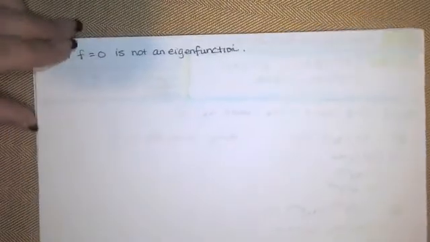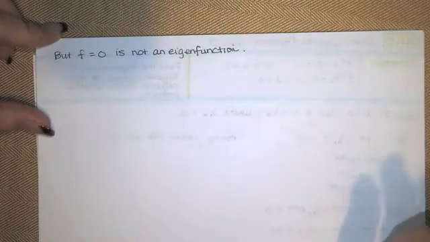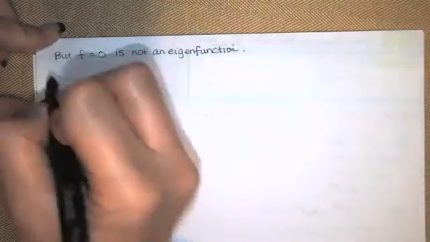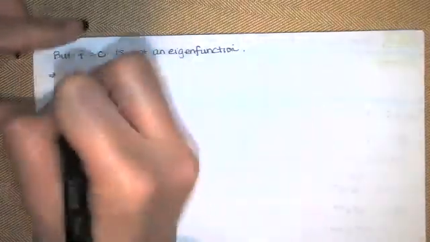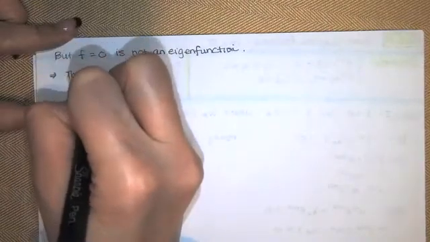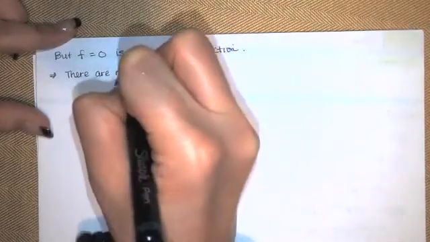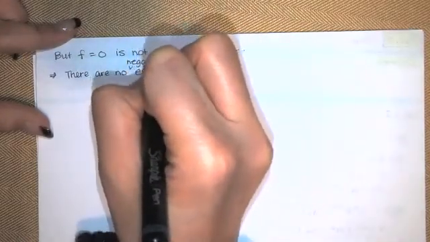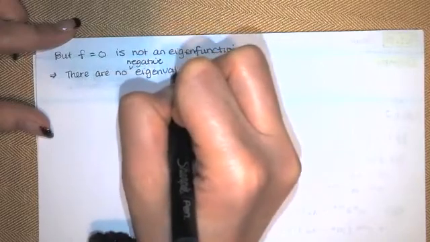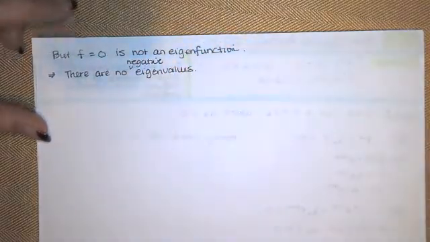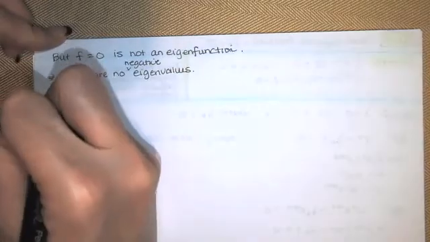So let me restate that. f equals 0 is not an eigenfunction, because eigenfunctions are by definition non-zero solutions to the differential equation. And if that's the case, that means there are no negative eigenvalues. Okay, so that was our first case. Now let's look at the second case.